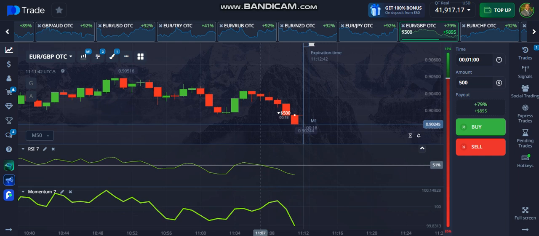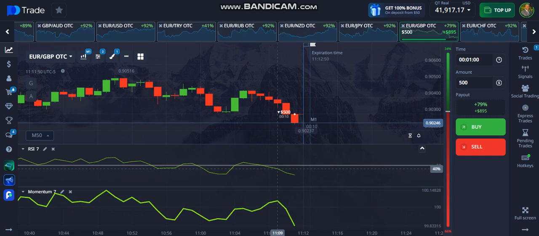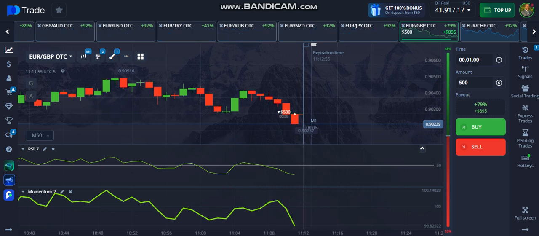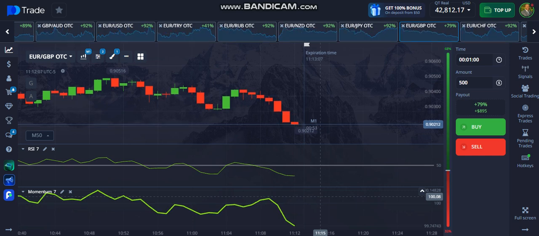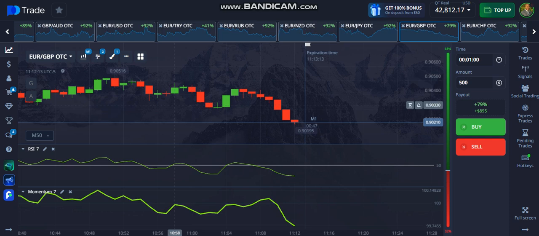So we wait for both confirmations. We wait for the RSI to cross below the 50 line here in a negative sloping direction here, as you noticed. In addition to that, the momentum indicator as well. Okay, so we won that trade. So I'm going to close out the session here. We had a pretty good session, and it seems like this strategy is pretty powerful. And I'll continue to use this strategy in future videos.